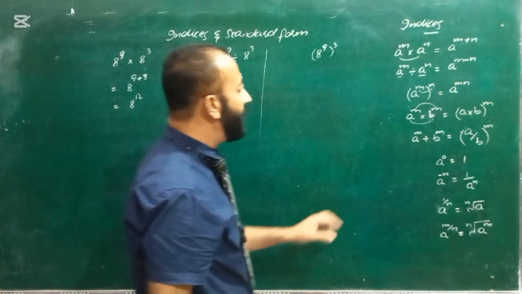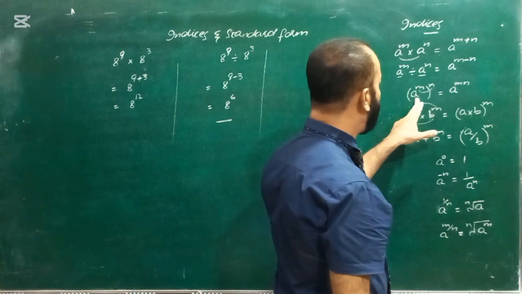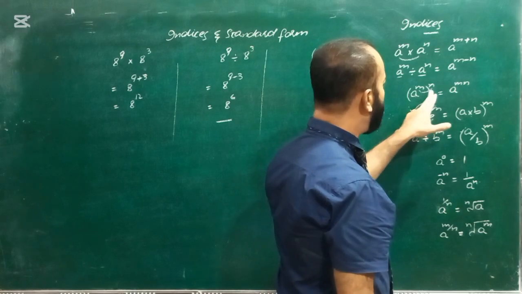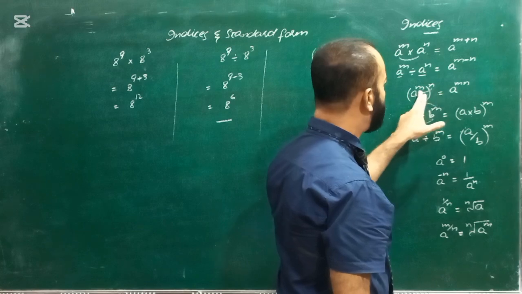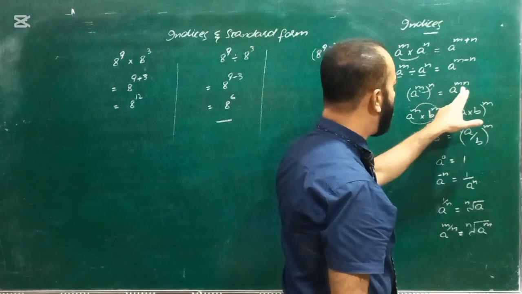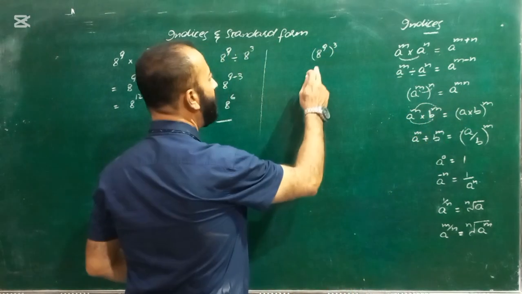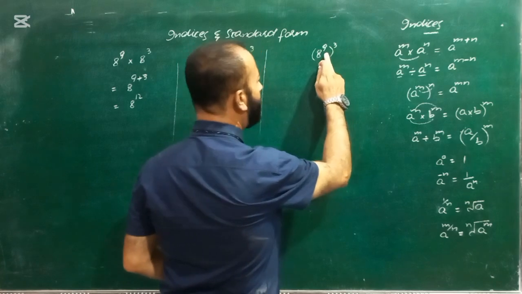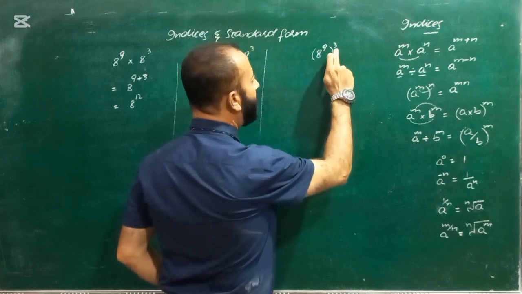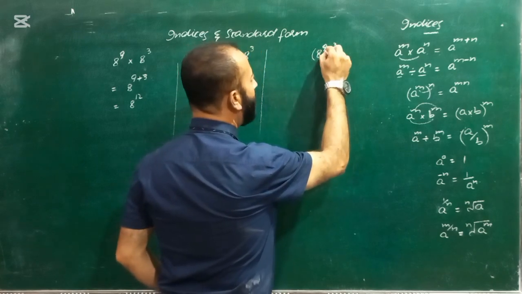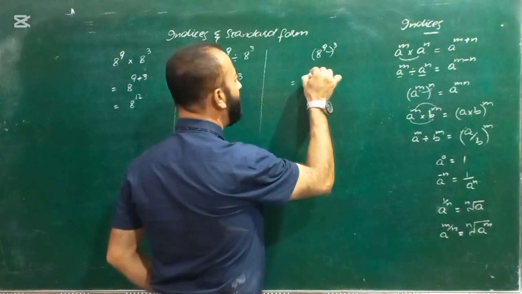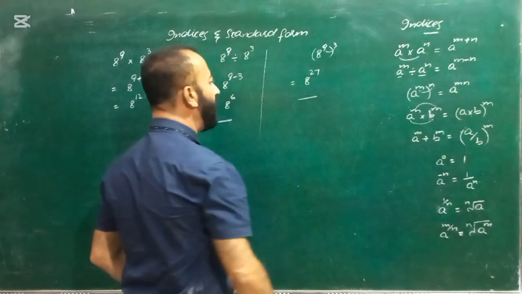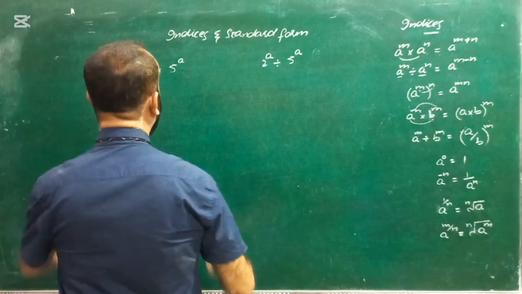The next rule is, if there is something given in the bracket and there is a power on the top of the bracket, these two values will be multiplied. So a raised to the power mn will be the answer. So look now, 8 raised to the power 9 is given inside the bracket and on the top of the bracket 3 is given. So these two values will be multiplied with each other. So 8 raised to the power 27 will be the answer.